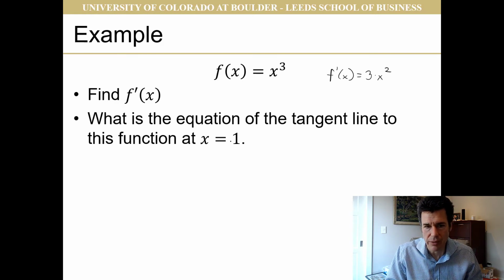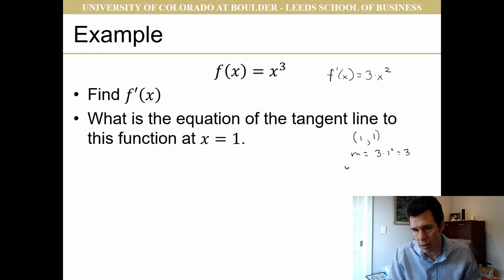What is the equation of the tangent line of this function at x equals 1? We need our point. 1 cubed is also 1. The slope, 3 times 1 squared, which is just 3. So the equation of our line, y minus 1 equals 3 times x minus 1. If I want to solve for y, that's y equals 3 times x minus 1 plus 1.